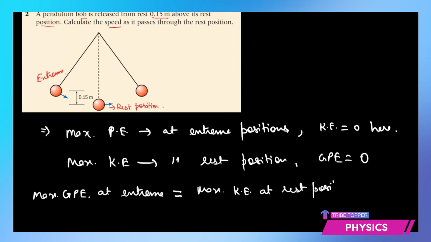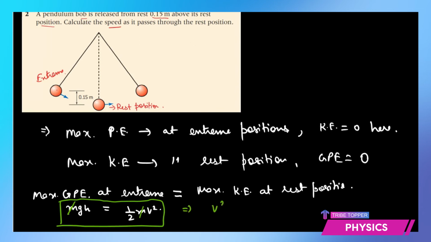So all we have to do is equate: mgh is equal to half mv squared. Since we want to find the speed as it passes through the rest position, using this, m and m cancel out. This gives you v squared is 2gh. Therefore, v is the square root of 2 times g, which is 10, times h, which they have given us. The initial height was 0.15 meters. And solving this, we get 1.7 meters per second. So here we knew the pendulum's height, that is for the extreme position. Again, we equated them: the kinetic energy at the rest position will be equal to the gravitational potential energy at the extreme positions. Just equate them and you're done.